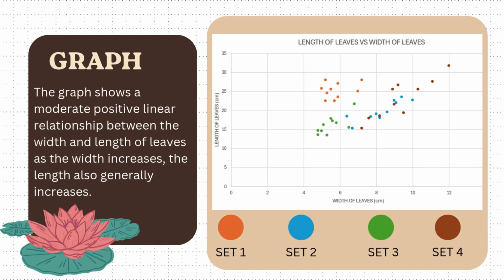The graph shows the length of the leaf and the width of the leaf. There are 4 sets, set 1, set 2, set 3, and set 4. The graph shows a moderate positive linear relationship between the width and the length of the leaf. As the width increases, the length also generally increases.